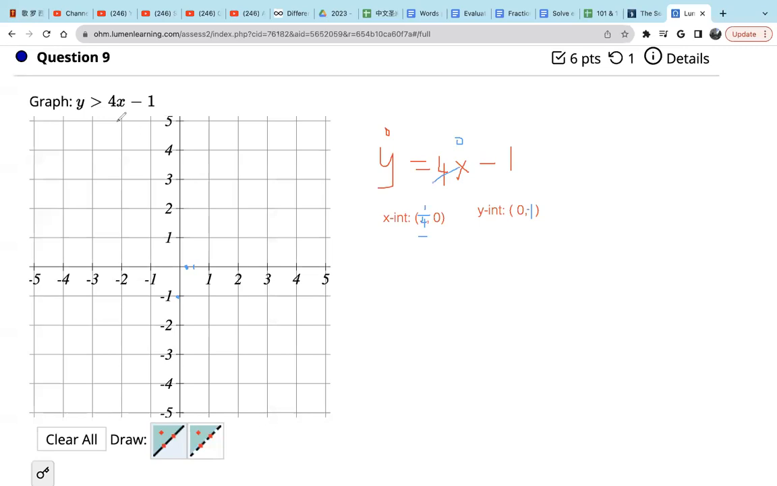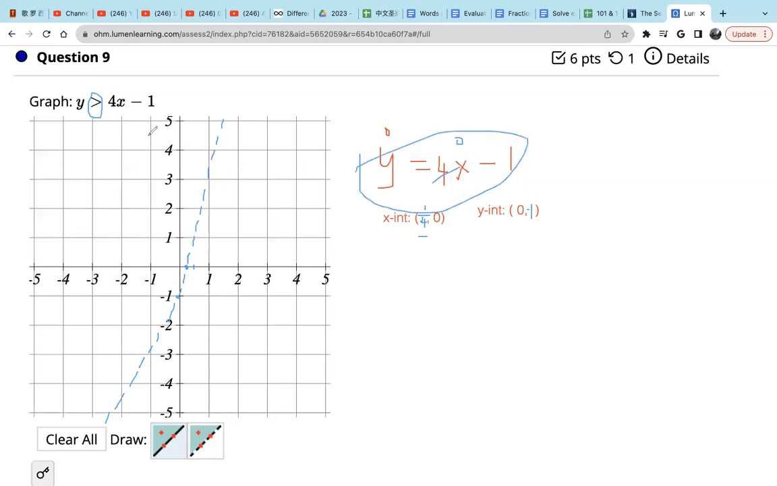So we draw the graph. Because this sign has no equal sign, we draw a dashed line. If with the equal sign, we draw solid. People even call it a dotted or dashed line. All right, this line. So this is the line for this.